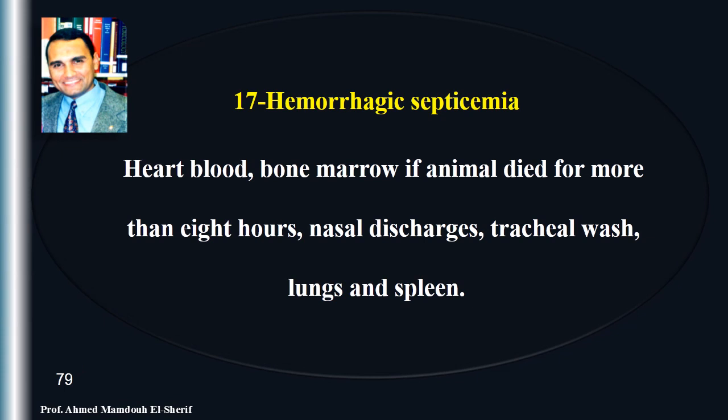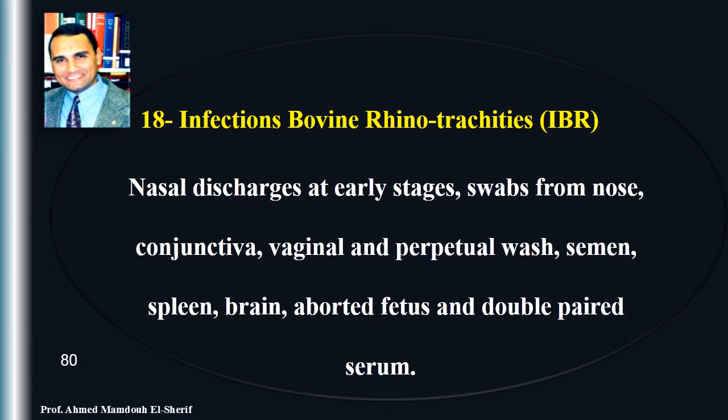In case of hemorrhagic septicemia, we have to collect the following samples: heart blood, bone marrow if the animal died more than 8 hours ago, nasal discharges, tracheal wash, lungs, and spleen. In case of infectious bovine rhinotracheitis, IBR, nasal discharges at early stages of the disease, swabs from nose, conjunctiva, vaginal and preputial wash, semen, spleen, brain, aborted fetus, and double-paired serum are the most suitable samples in this disease.